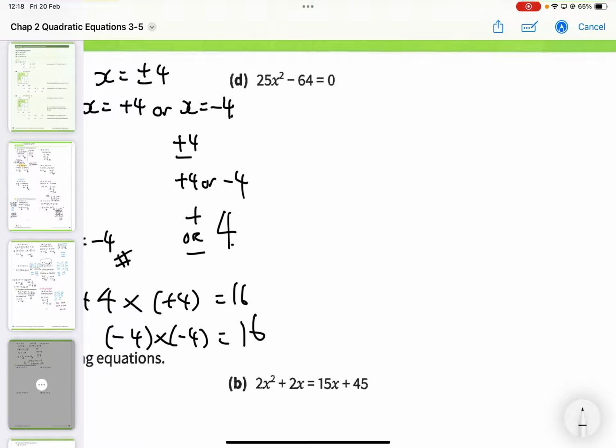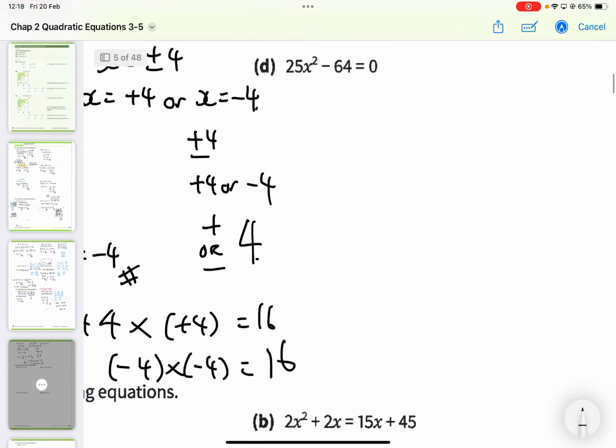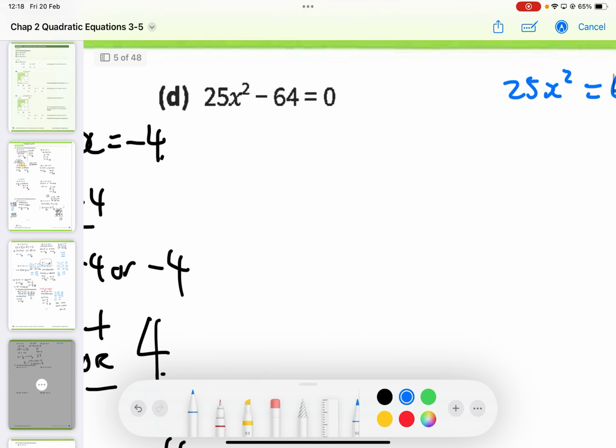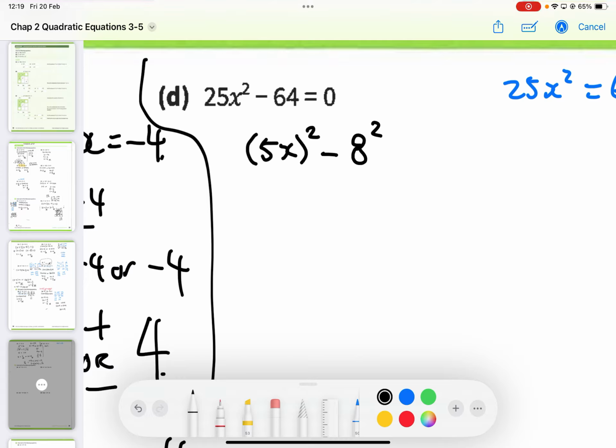Okay. This second one, you can do it by the same idea. If I bring the 64 across, then I can square root both sides also. I square root both sides, then I will get my answer. But I show you another way. They want you to identify this as something square minus something square. So it can actually be written as 5x square minus 8 square.